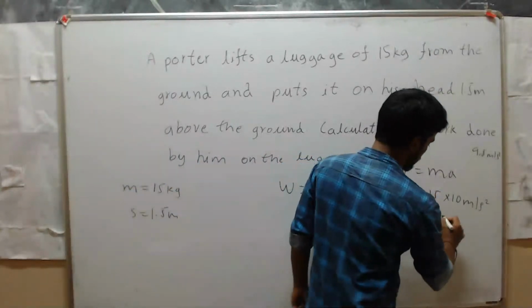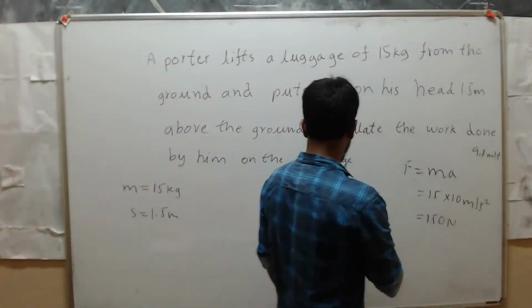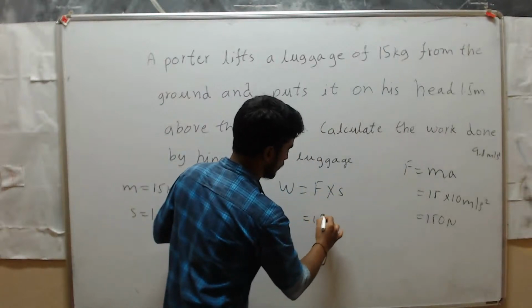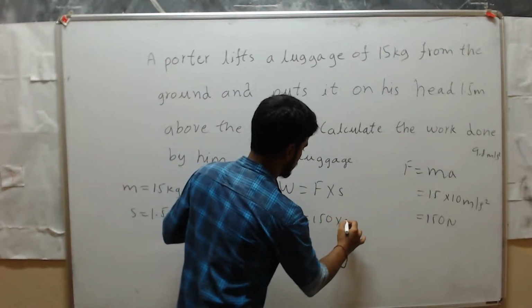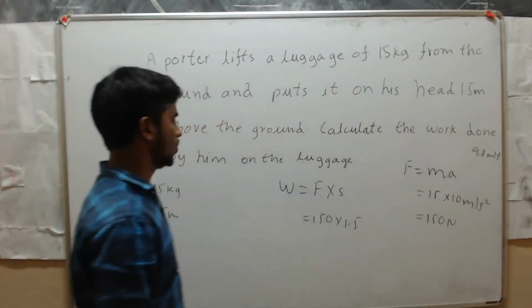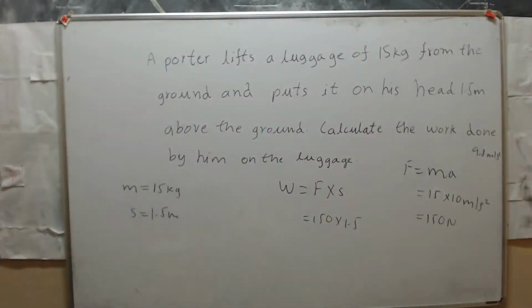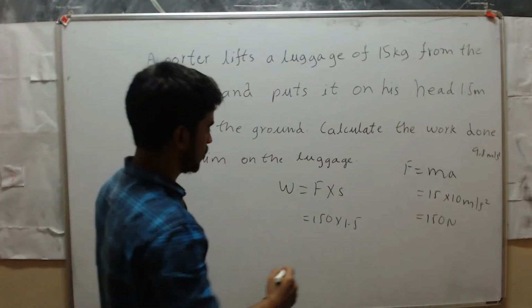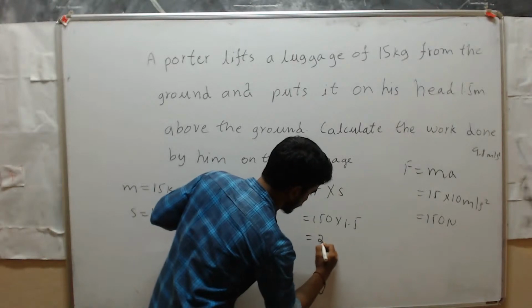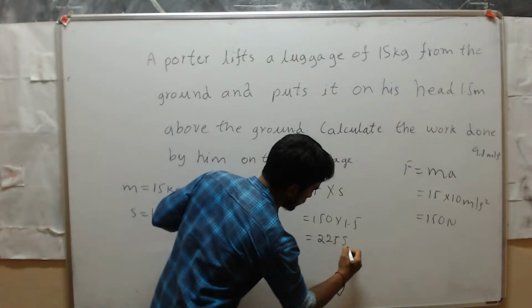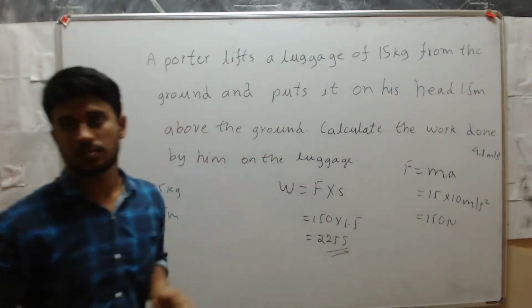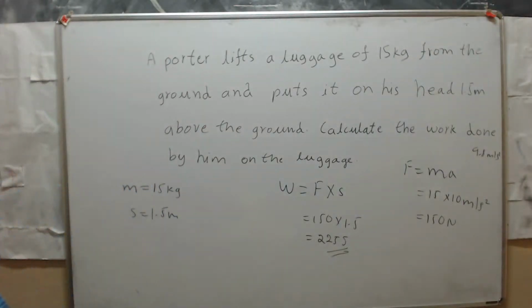So now what is the answer? Force is 150 Newton. Now substitute here: 150 into 1.5. We get 225, that is 225 joules. Yes, here the answer is 225 joules. Correct.